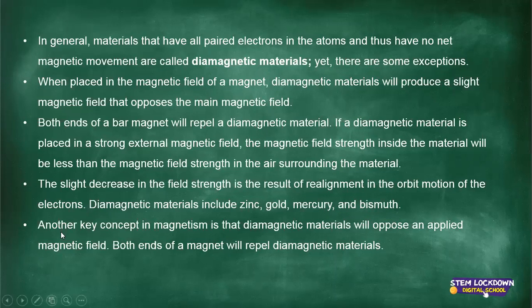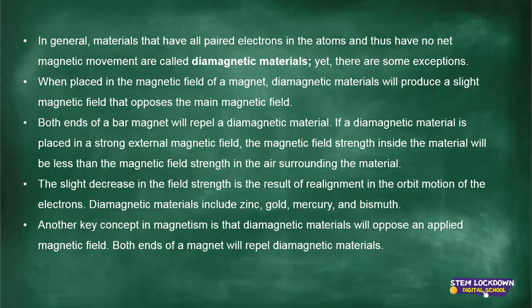Another key concept in magnetism is that diamagnetic materials will oppose an applied magnetic field. When we say that it opposes an applied magnetic field, we basically mean that they repel each other. Both ends of the magnet will repel the diamagnetic material.